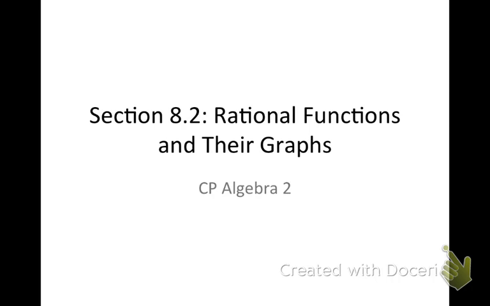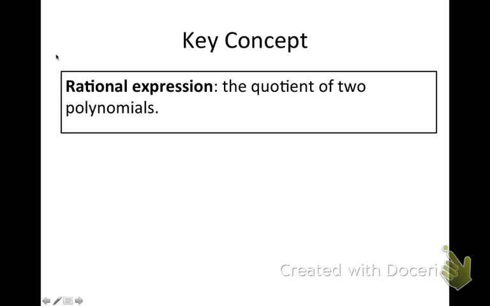So, in a rational function, what do you think needs to be true? Where does a variable need to be? In the denominator. You can have a variable in the numerator, but you need to have a variable in the denominator for it to be a rational function. So, for a rational expression, what we're going to be looking at is the quotient of two polynomials. So you're going to have a polynomial in the numerator.